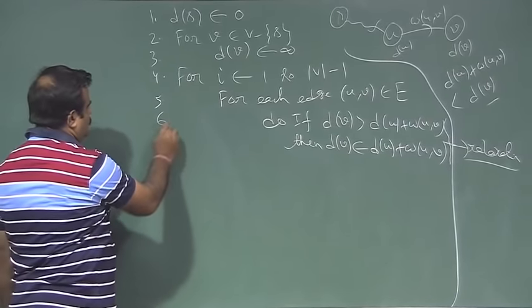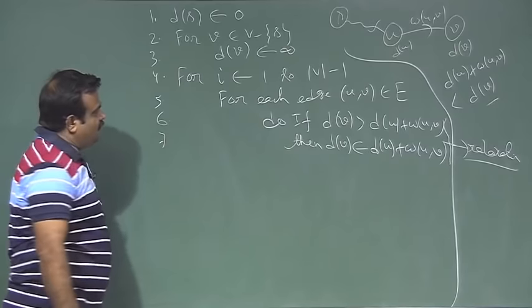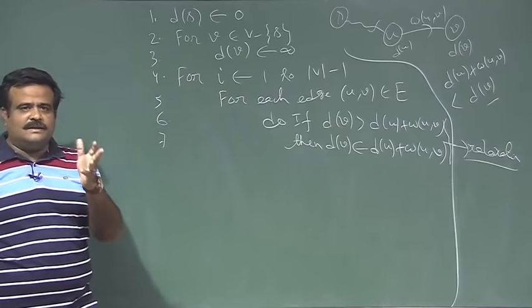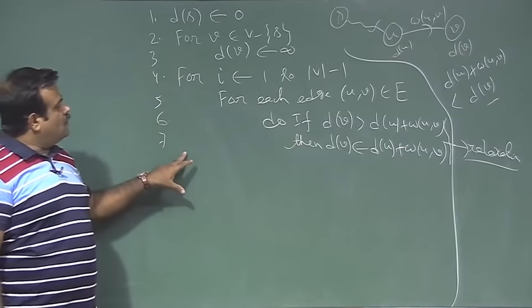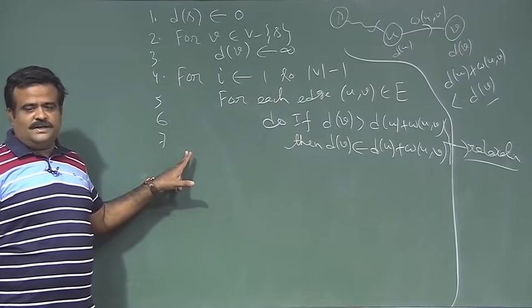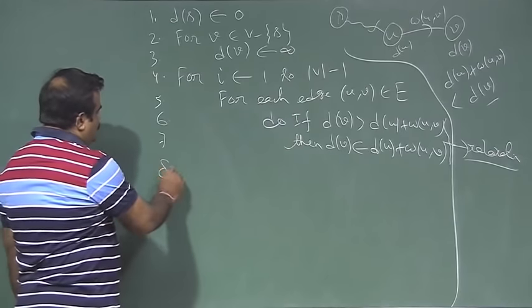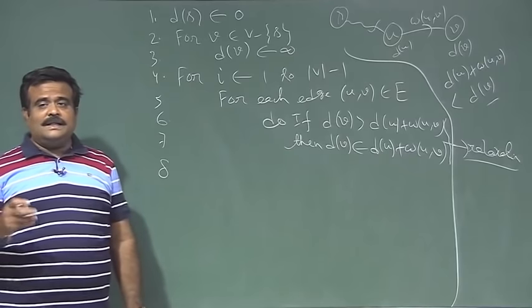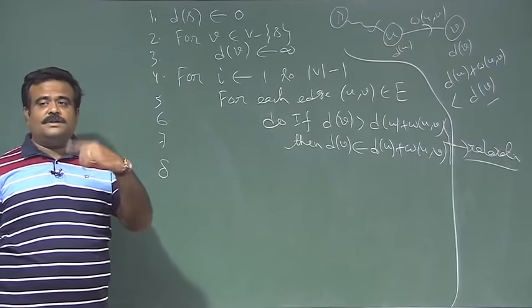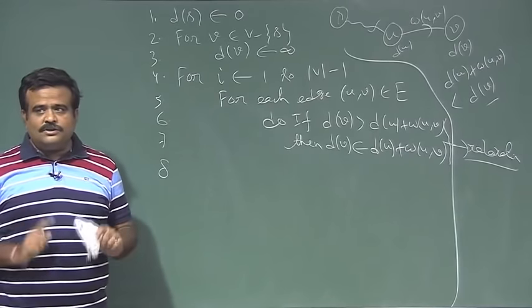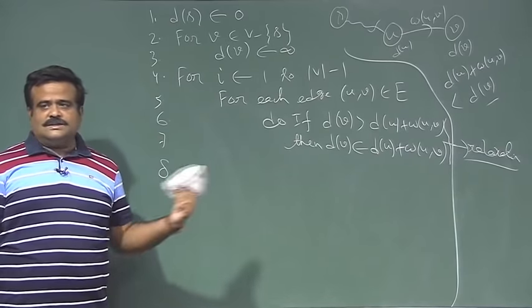So this should give us the shortest path if there is no negative cycle. Anyway, we will prove the correctness. After that, if there is a negative cycle, then it will keep on relaxing some of the vertices. So for that we need to have a last check.